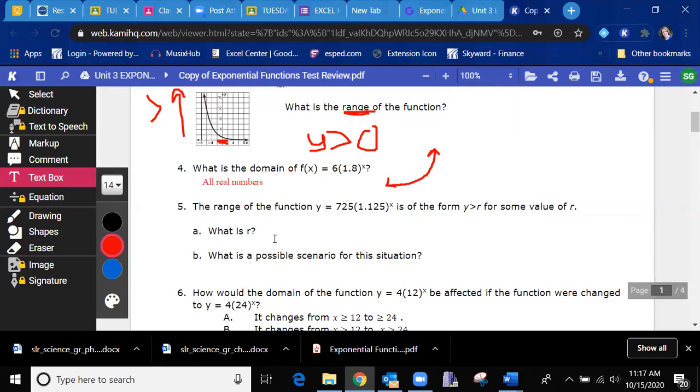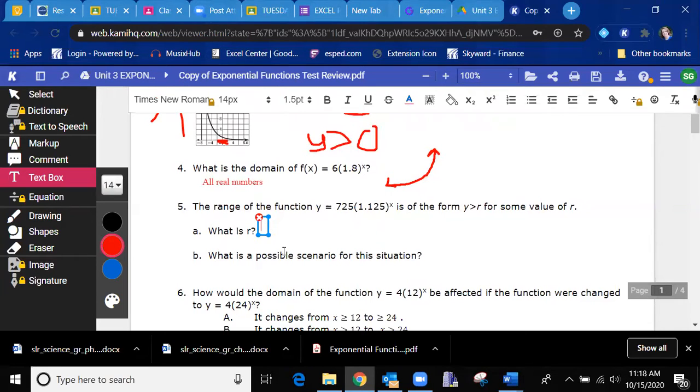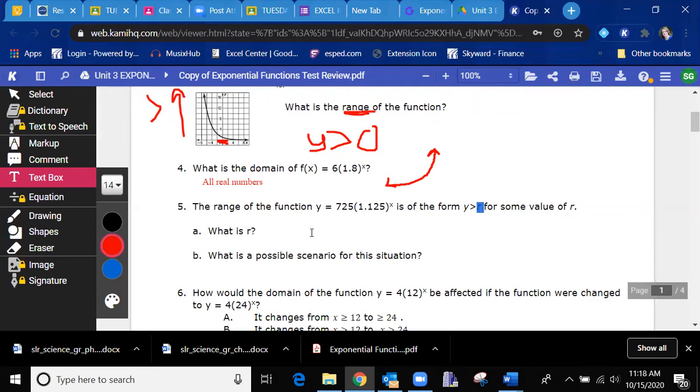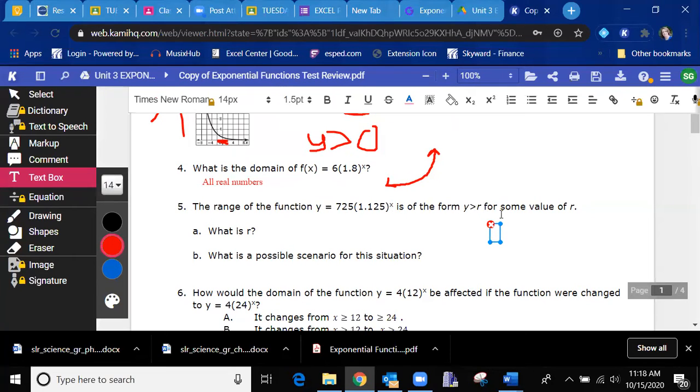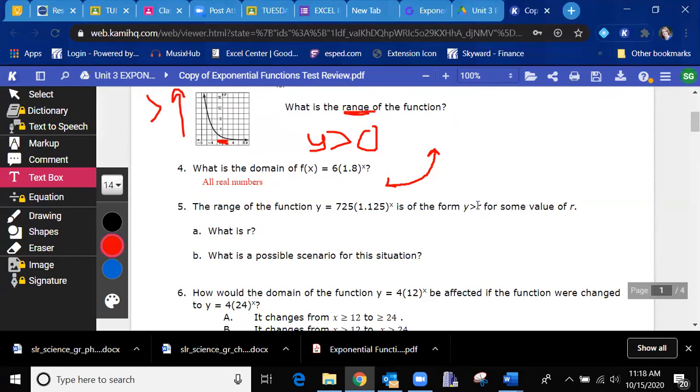Well, it's not saying what's the range. It says the range of the function is where y is greater than r for some value of r. Oh my goodness. So what is r? Y is greater than some number. So this is kind of about reading the algebra of it. They're giving you this statement, y is greater than r, and then they want to know what number you would put here for r? The 1.125.